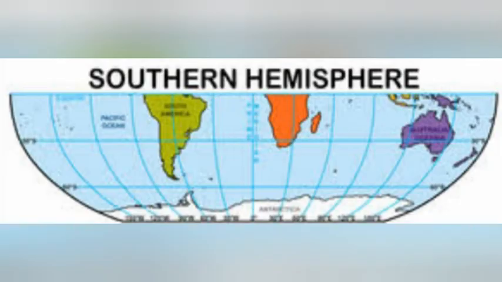Whereas the southern hemisphere has 81% of water and only 19% of land, so it is called the water hemisphere. Why is it called the water hemisphere? It has 81% of water and only 19% of land. It has more water content, so it is called the water hemisphere. As I already told, blue indicates water.